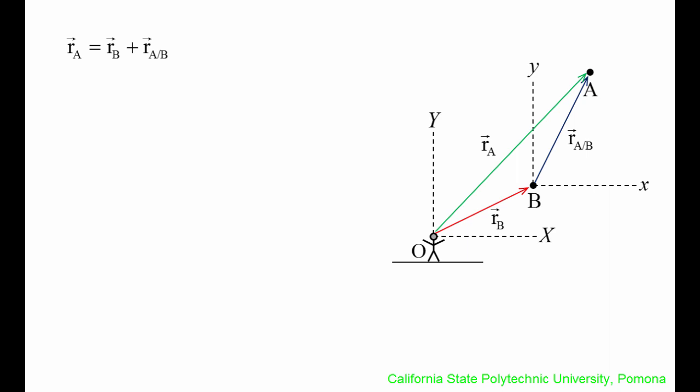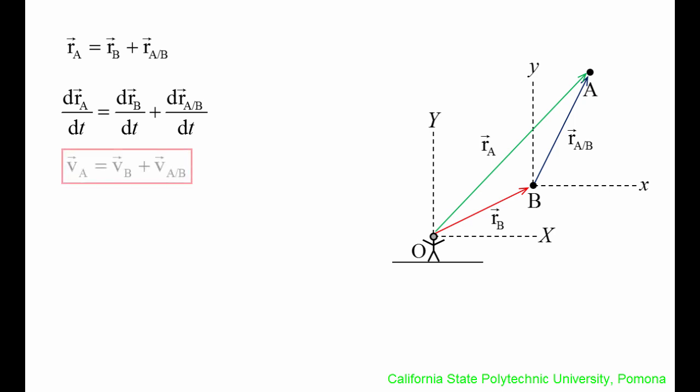Recall that velocity is the rate that the position vector changes with respect to time. So if we differentiate the relative position equation with respect to time, we obtain the equation for relative velocity. The velocity of particle A is equal to the velocity of particle B plus the velocity of particle A relative to particle B. Keep in mind that VA and VB are the velocities of the two particles as observed from the reference frame fixed at point O, while VAB is the velocity of particle A as observed from the moving reference frame located at particle B.